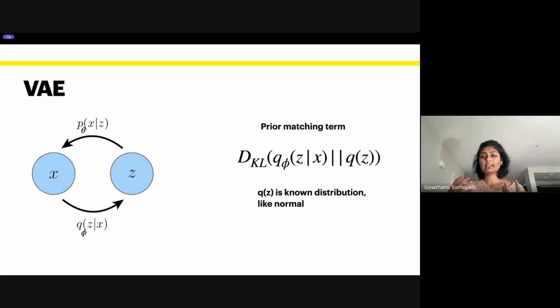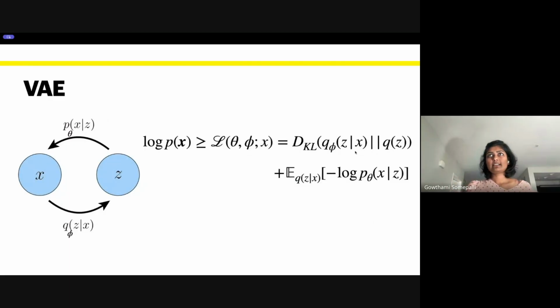When you have two distributions and you want to compute the loss between them, you usually use KL divergence. That's why it's called the prior matching term, because we assume the prior is going to be a Gaussian. So combining these two terms, the prior matching term and the reconstruction term, this is usually the total loss you optimize VAEs with.